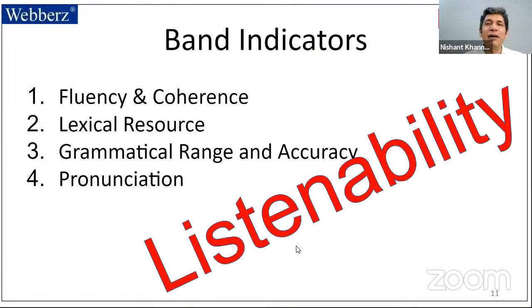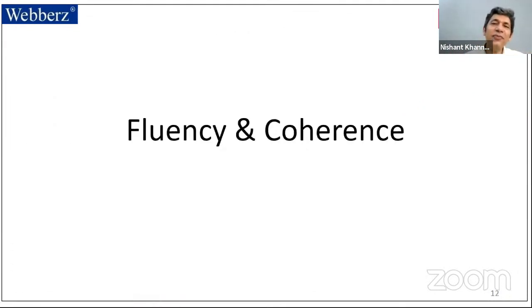So that is called fluency and coherence. Basically, it all amounts to listenability. If the person who's listening to you, is he able to understand you or not? That is what you call band descriptors. Now let us talk about fluency and coherence.